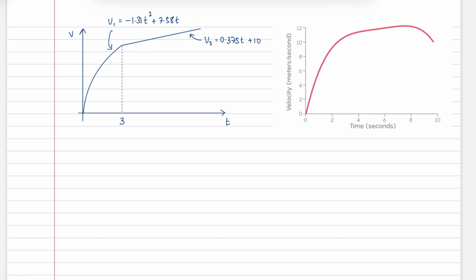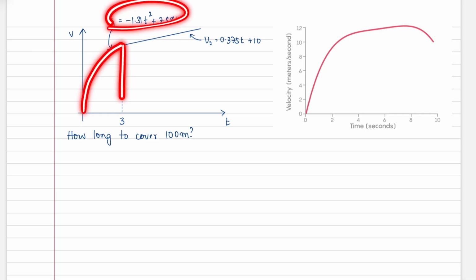Question is, how long to cover 100 meters? Take a moment to pause and think about this question. It's essentially providing you with the instantaneous speed. Here, it's this function. It's for 3 seconds. And then here it is with this function.